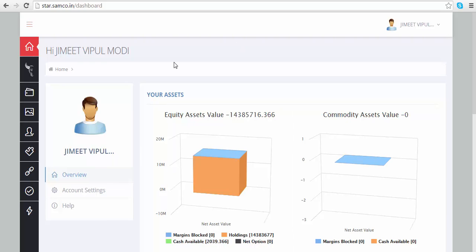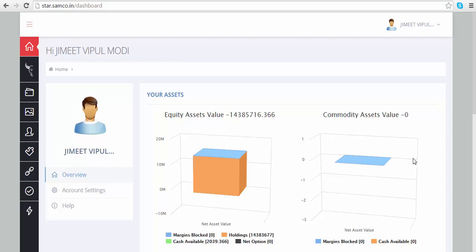The Samco Risk Advisor is a tool to help investors manage their risk a lot better, and it is designed on the basis of the best investment practices by some of the world's most legendary investors, whether it may be Warren Buffett or Peter Lynch.